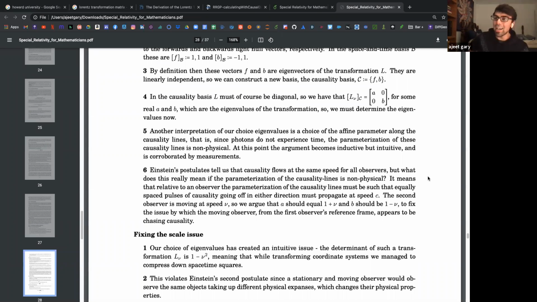Really, if you look at the math, what Einstein's saying here is that you pick a parameterization of the photon's world lines such that an individual photon, or if you want an evenly spaced signal of photons, like bip, bip, bip, bip, travels along that world line relative to you at the same speed.